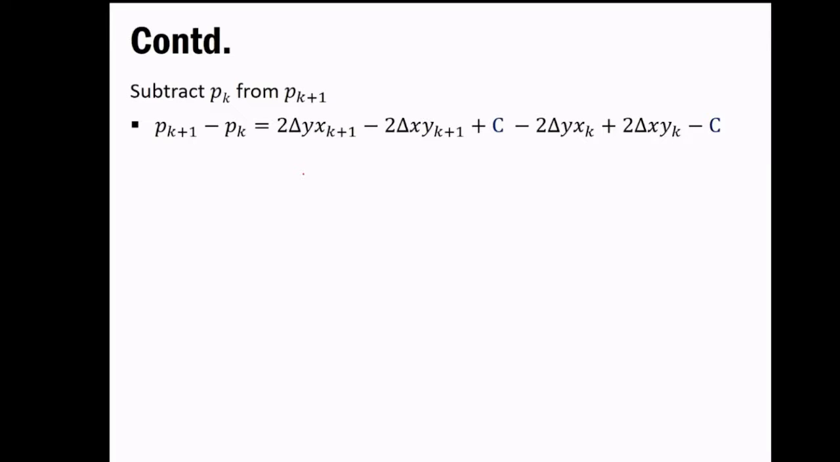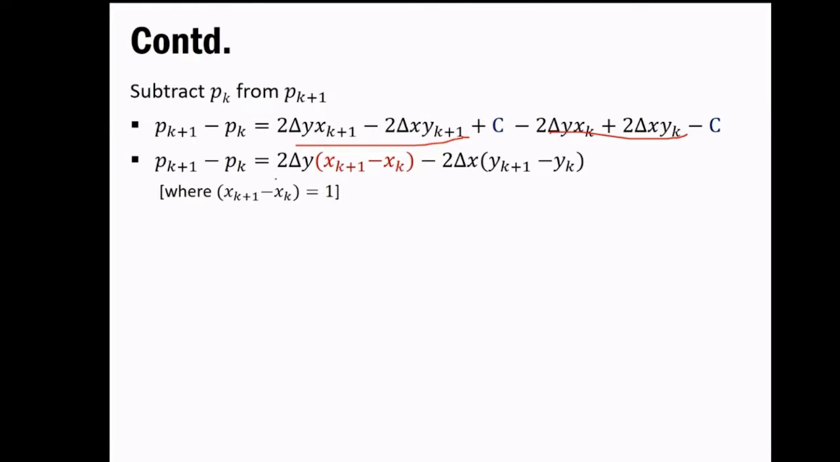Now what it says is, as we did in the DDA algorithm, we have to subtract pk from pk plus 1. So pk plus 1 minus pk. Both of these we'll put over here and then subtract. What we have done is we have kept a common term, that is 2 delta y, and inside that we have xk plus 1 minus xk. So it comes out from these two terms. Similarly, we have kept one thing as a common term, that is 2 delta x.